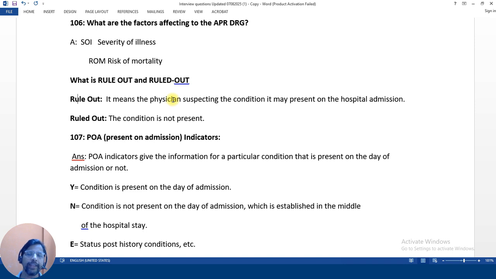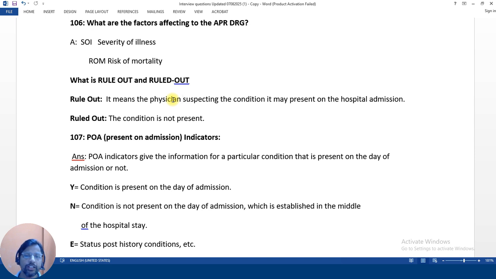Basically, the physician is suspecting the condition, so at that time he will mention "rule out." For example, if the patient is having nausea, in the documentation the physician may write "rule out appendicitis." Here the physician is not confirming that the patient has appendicitis based on the symptoms. The physician is suspecting, so at that time he will mention rule out. So rule out means basically suspecting.